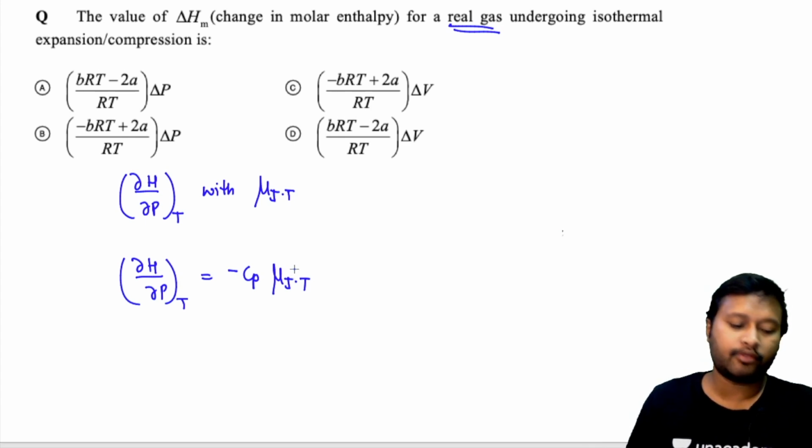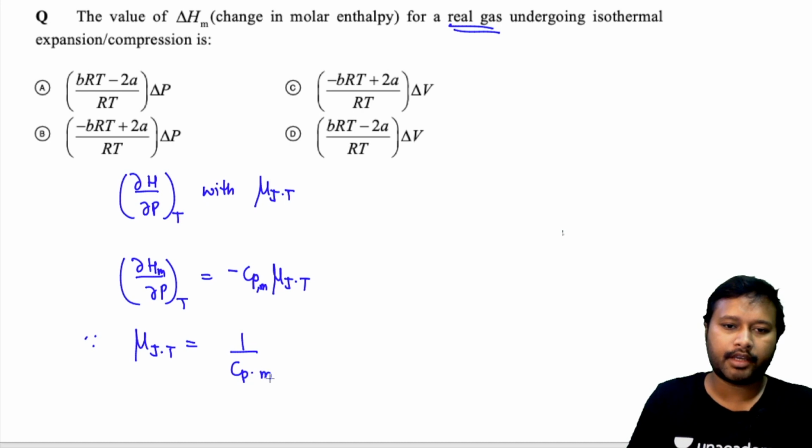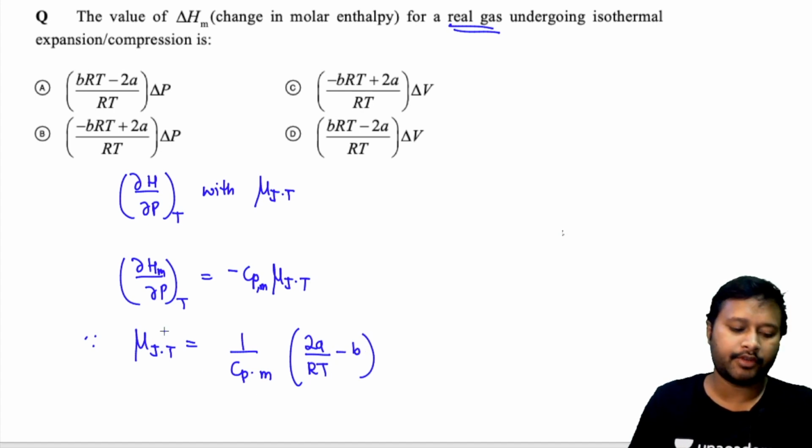So now we have to apply it for the molar value. So I will just put M here to express in the form of molar, and this will be Cpm, molar values. Mu JT is basically for 1 mole, so we don't have to do anything. Now we know that the value of your Joule-Thomson coefficient mu JT is equal to 1 upon Cpm, and it is equal to 2a upon RT minus B. This is the value of your Joule-Thomson coefficient.